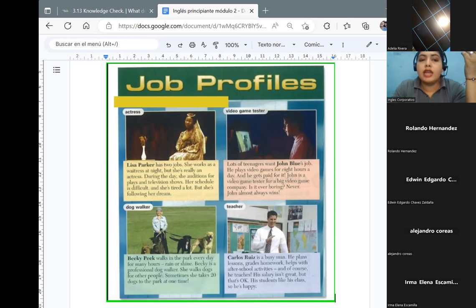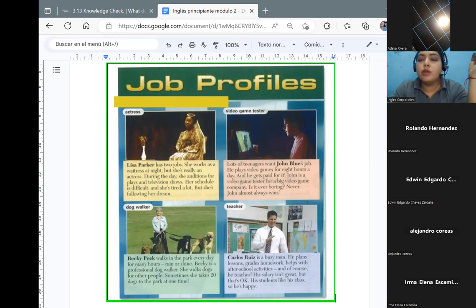It says that her schedule is difficult and she's tired a lot, but she is following her dreams. Ella está cansada, ¿verdad? Porque tiene dos trabajos. Primero, ¿verdad? Hace las audiciones, va de un lugar a otro, practica, y en la noche tiene que trabajar como mesera. Está cansada, pero ella está siguiendo sus sueños.